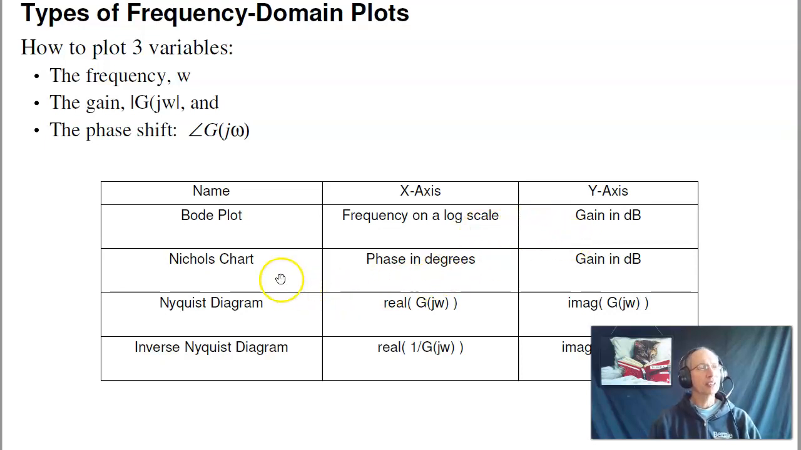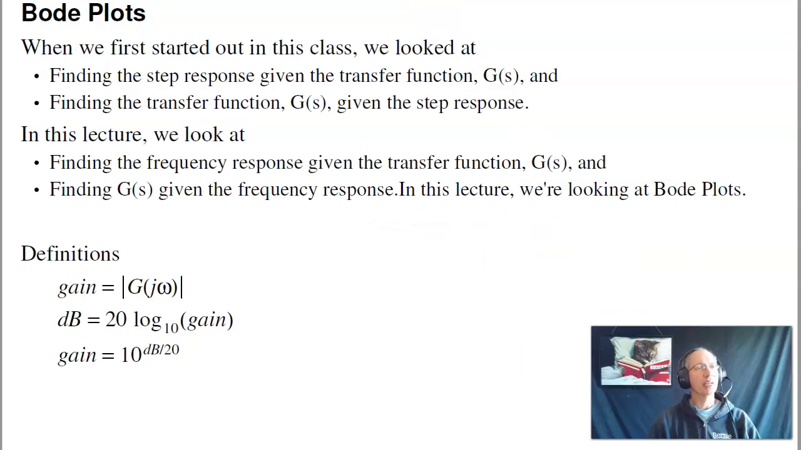A Nichols chart plots the phase on the x-axis and gain in dB on the y-axis. A Nyquist diagram plots the real part of the gain versus complex part. And the inverse Nyquist diagram is 1 over the gain, real versus complex. So those are just really kind of semantics. Really what I want to do is look at the frequency response of a system, and from that design a compensator. Now here we're going to start with Bode plots.